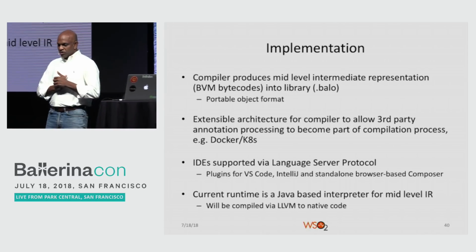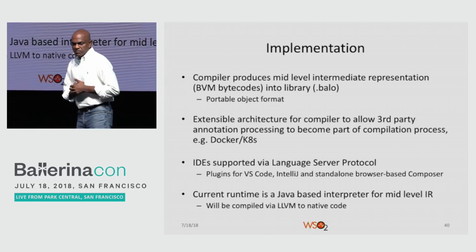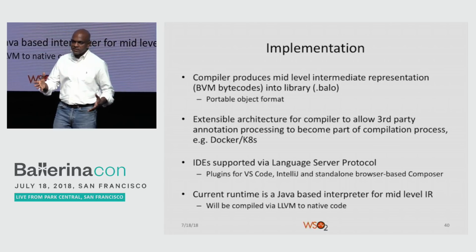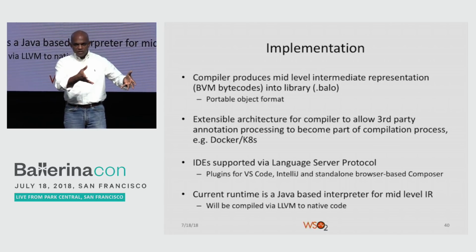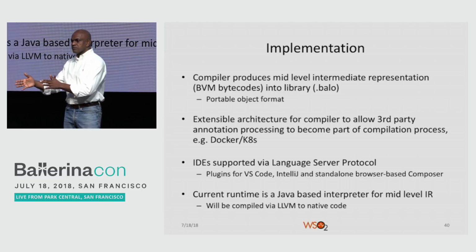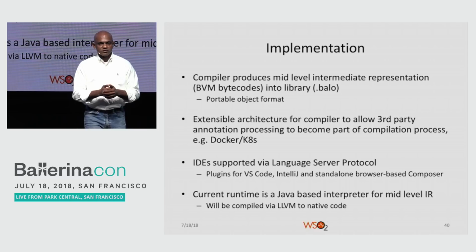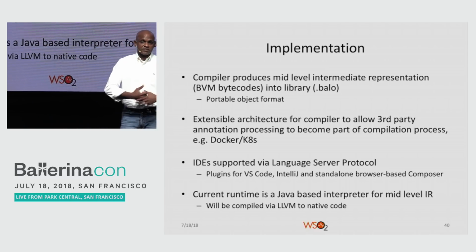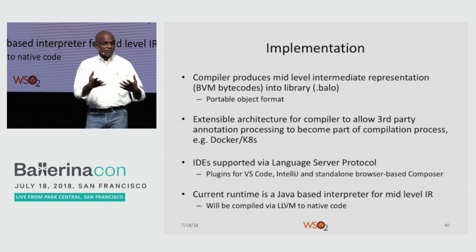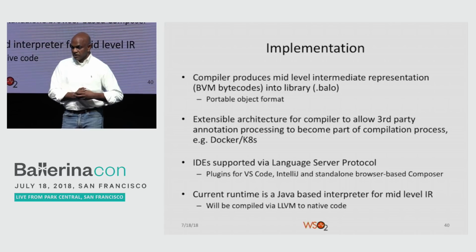Okay, last two slides. Just a quick statement about the implementation. The way this is all implemented is we have the language, we compile it, we parse it, we build a tree, and so on. Eventually it comes down to a particular intermediate representation, which we call BVM bytecodes. That is a portable, machine-independent, platform-independent representation of a Ballerina program.